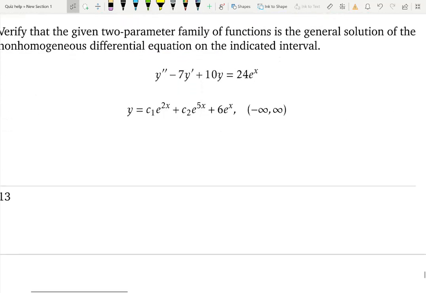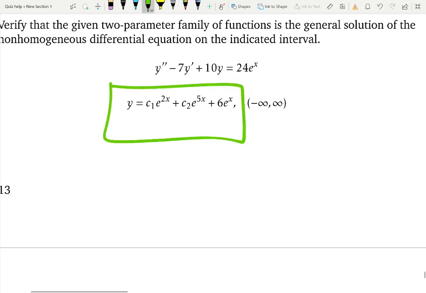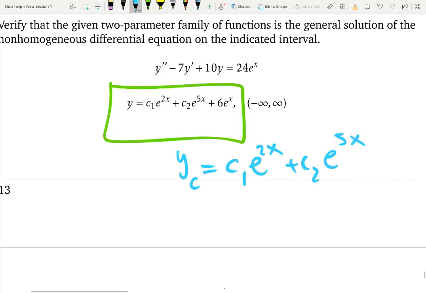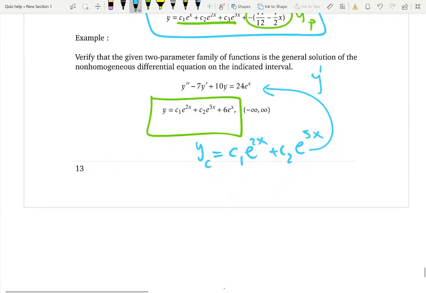Alright, so look at this differential equation. For this differential equation, they say this is the solution. Now, which one is the particular solution? Which one is the complementary solution? So the complementary solution is actually c1 e to the 2x plus c2 e to the 5x, right? So this is the solution for the homogeneous version of this differential equation. That means homogeneous version means just replace that 24 e to the x by 0. So the solution for this equation is this y sub c.